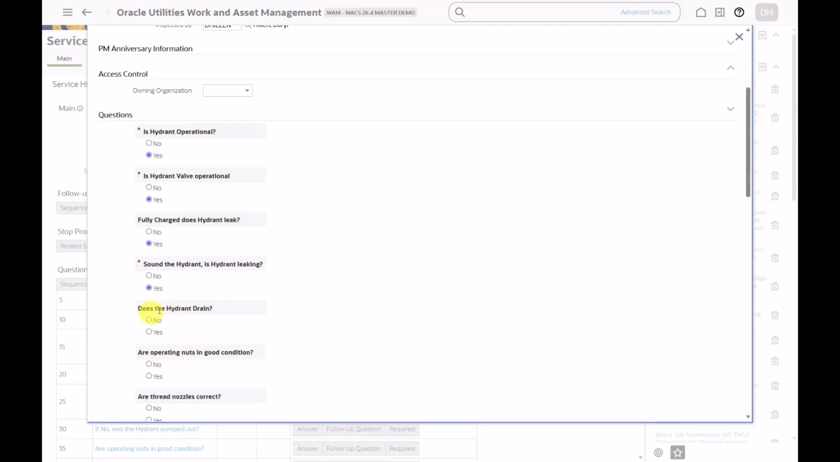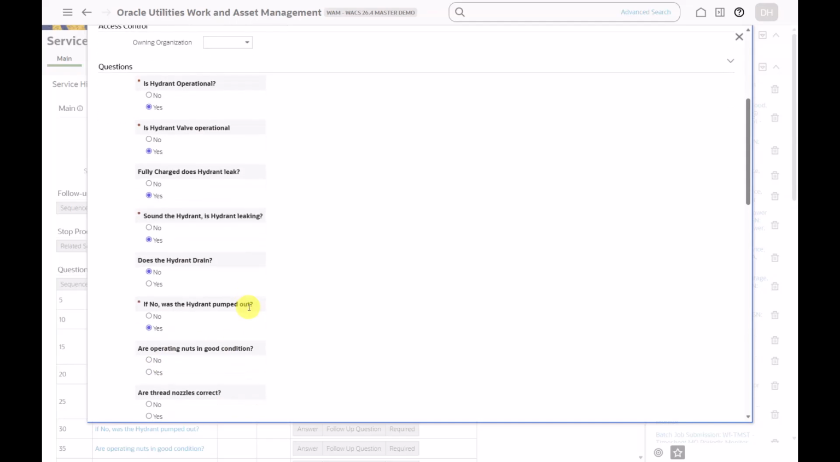If I said, does the hydrant drain, and I say no, up pops a conditional question. Was it pumped out? Yes. And so on. So the conditional question only shows up if you answer the original question appropriately. Like if I said the hydrant does drain, you'll notice the conditional question goes away. And that's all there is to it.